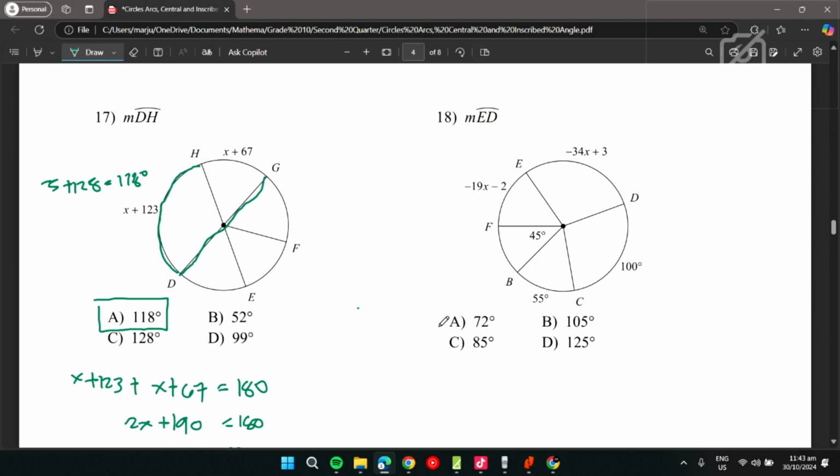18 is B according to CV. That's 105. Ano bang hinahanap? Arc ED. Eto, we are looking for this. Arc ED. Alright? B, I'm seeing B. What about the others?